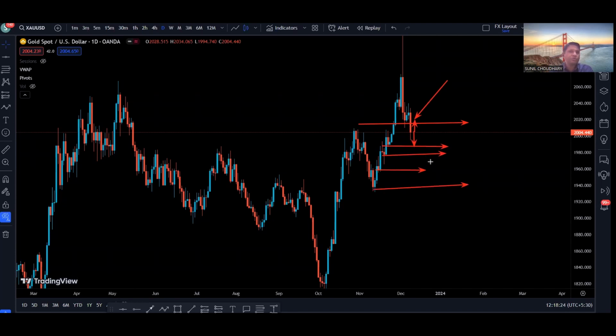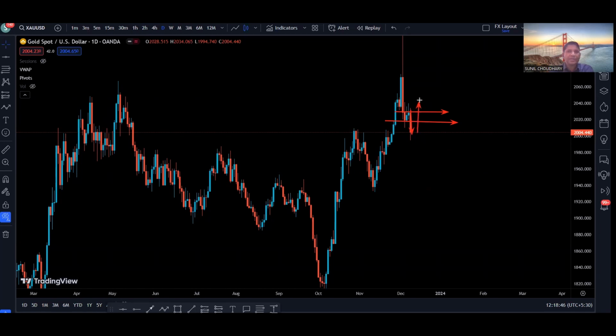So these are more supports to the downside if the price wants to continue going down. And if we break one support, we will go to the next support. If we break the next support, we will go to the next support. So this is going to be the situation to the downside. Also, we can see that this was the support, candles closed below, and this is a resistance as well.